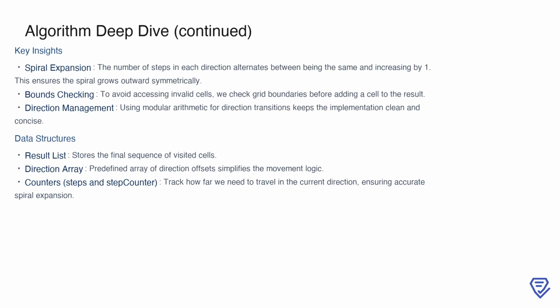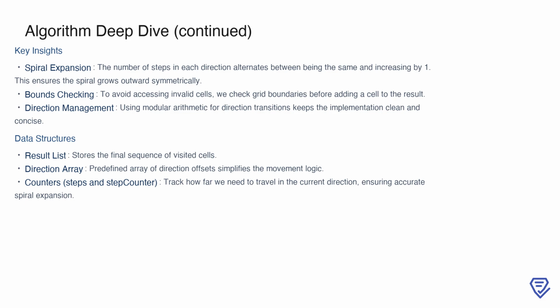There are a few key insights that make this algorithm efficient and robust. First, the spiral expansion alternates between maintaining the same step count and increasing it by 1, ensuring the traversal grows symmetrically outward. This systematic growth guarantees that all cells are eventually visited. Another critical aspect is bounds checking. Before adding a cell to the result list, we verify that the cell lies within the grid's valid coordinates. This prevents accessing invalid positions.